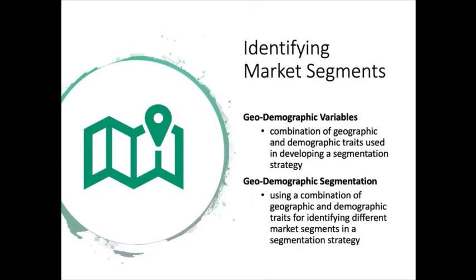When you combine those two ideas, you end up with what we typically call geo-demographic variables. And you can see there the textbook definition, the combination of geographic and demographic traits used to develop a segmentation strategy. And you put those things together, you may be thinking of perhaps baby boomers on the East Coast, or married with large families in rural Midwest areas, examples of the combination of geographic and demographic variables.